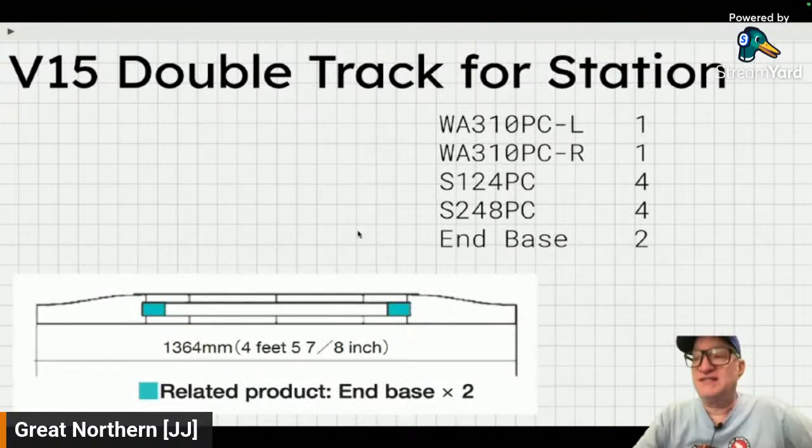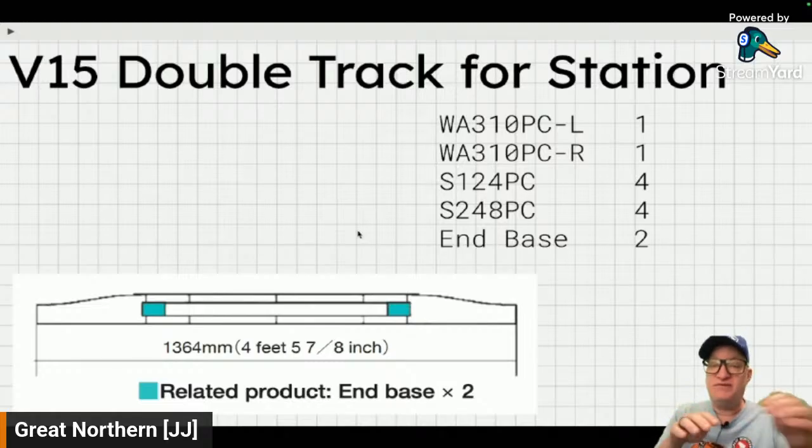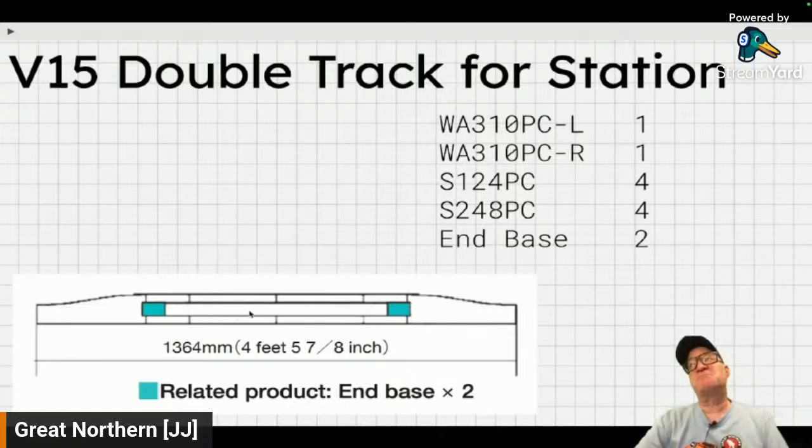V15, so this is a special setup that you can use and put, Kato makes a station. So this is really set up for their bullet trains that they have in Japan.